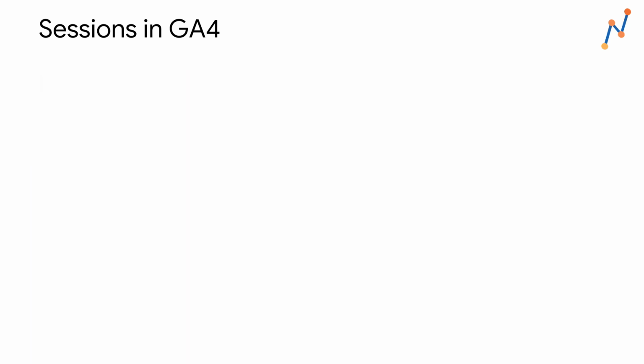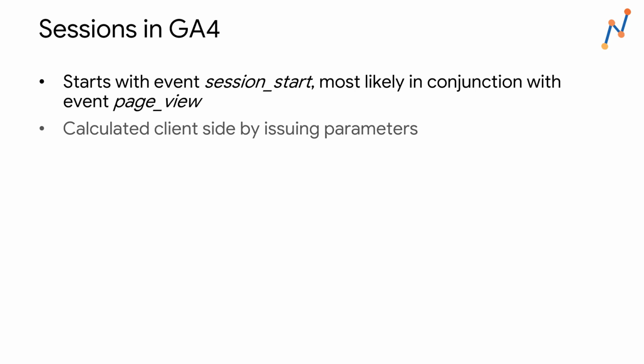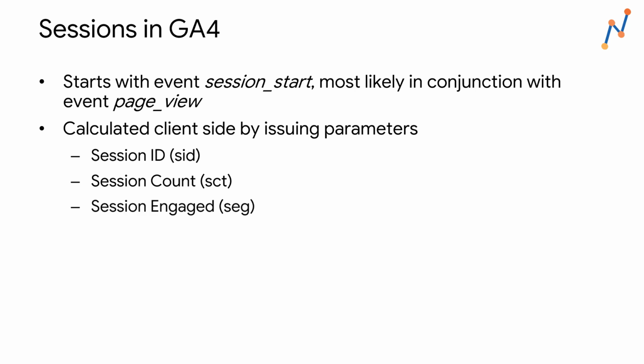Okay, now let's sum up how sessions are processed in GA4. A session will start with the event session start. Most likely this will occur in conjunction with a pageview, and only under some very rare conditions it will be another interaction hit. A session in GA4 will always be calculated client-side, and therefore the Google Analytics service will be provided with detailed information about the session ID to identify the session in conjunction with the client ID, the session count to provide information about the session number. Also, information is provided if the session is considered engaged or not, when the session started, and if the session has been the first visit of the browser instance.